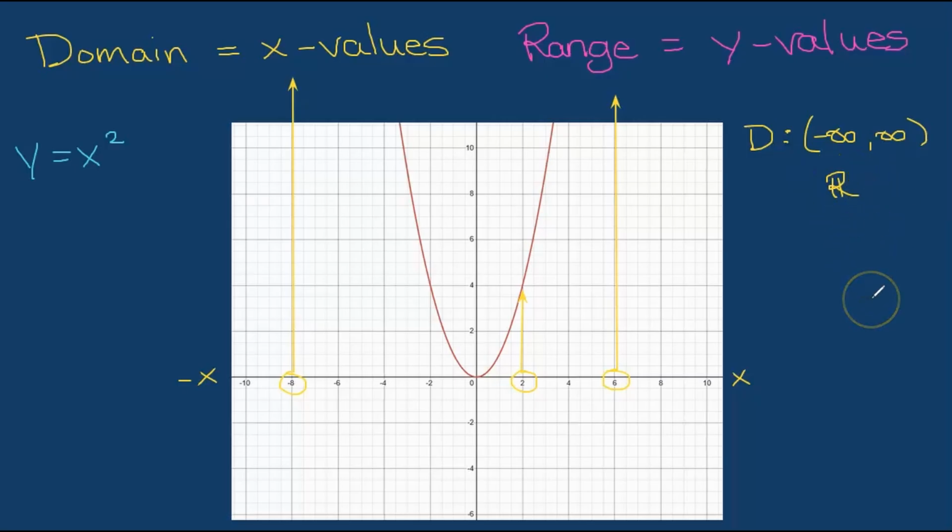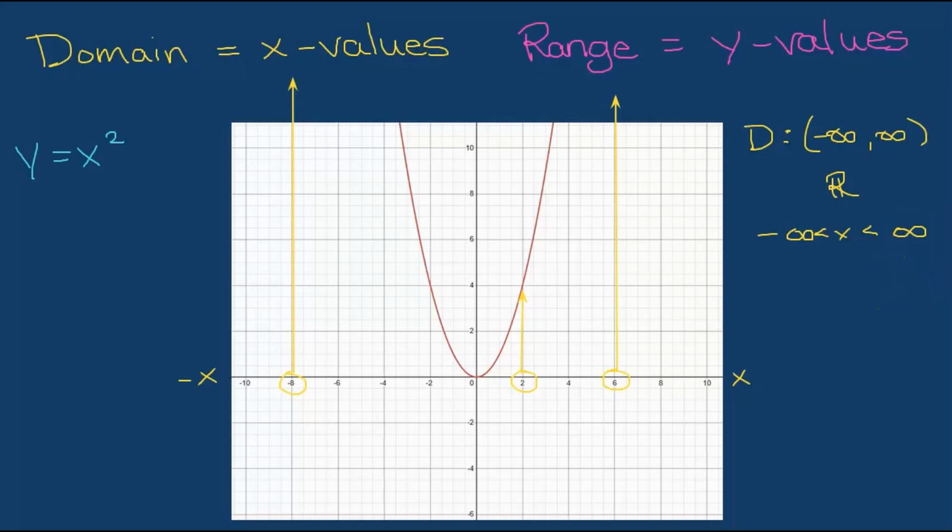Now at this point I want to talk to you about a third way that you might see domain and range, and that's in inequality notation. Inequality notation is a lot like interval notation, but has inequality symbols in it. So you might also see domain written this way. It just means that all the x values are between negative infinity and positive infinity.